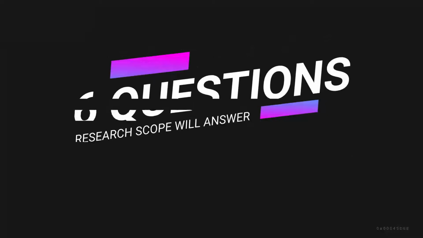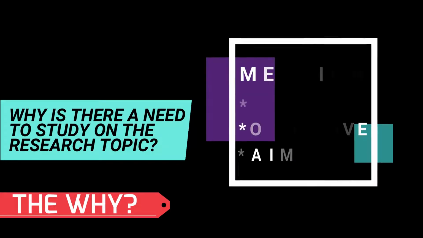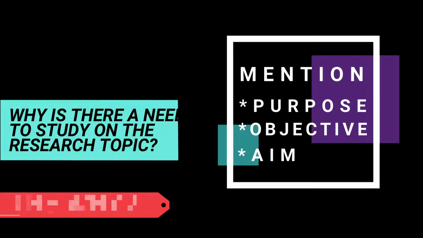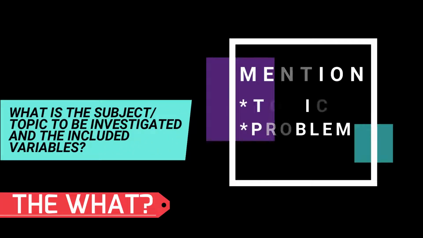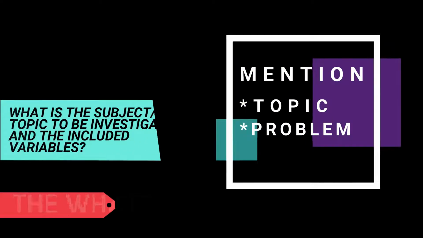Now, let's talk about how you could write an effective scope. Bear in mind that a good scope statement will answer the following six questions. The first one is why? Why is there a need to study the research topic? So you should mention the general aims and objectives or the purpose of the research. What? What is the subject to be investigated and the included variables?